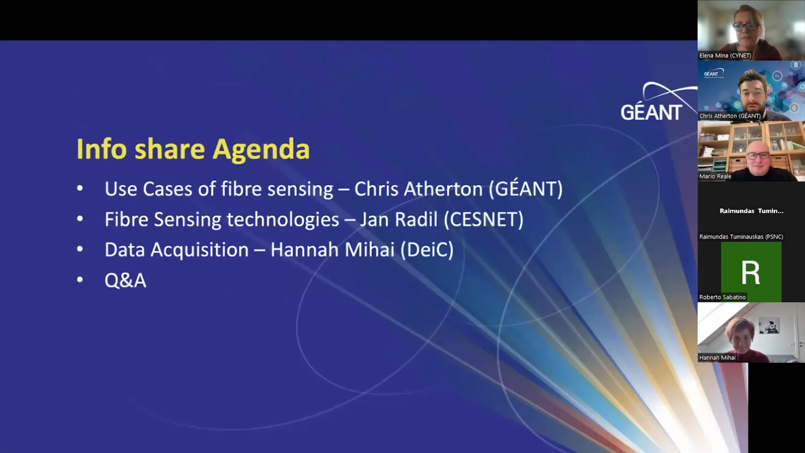The types of topics that we were going to cover today were to do with the use cases of fiber sensing, the technologies that we've been investigating, and also the data acquisition, data management side of things that Hannah's going to cover. And then afterwards, we can open it up. We can have a discussion about anything that you may have questions on, or if we want to continue the conversation about any of the aspects that we've discussed or not discussed.